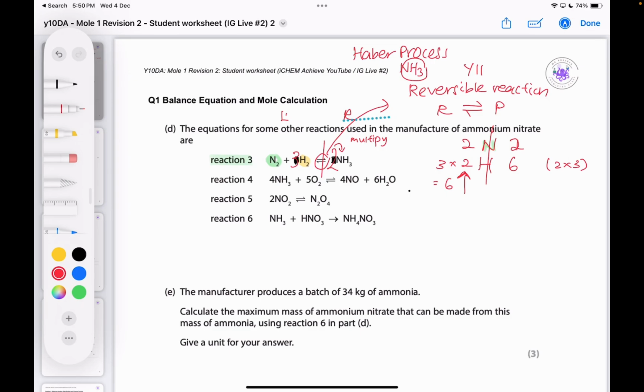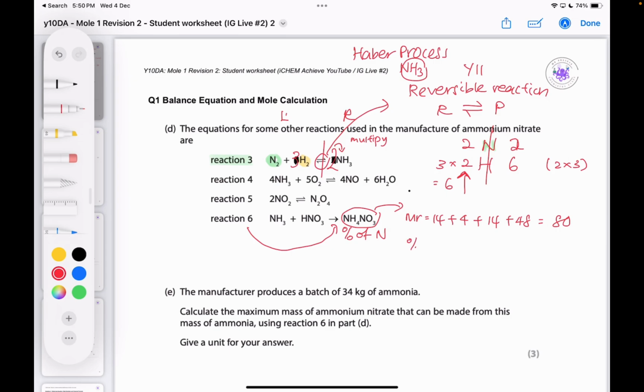Okay, I want to use reaction 6 and ask you to find out what's the percentage of nitrogen in this compound. Okay, so how do I go about doing this? So what I'll do is I will use 14. I'll find the MR first. Okay, MR of this substance is 14 plus 4, because every hydrogen has a mass of 1. Then I've got my second nitrogen, plus I've got 3 oxygen. I'll end up with 80.